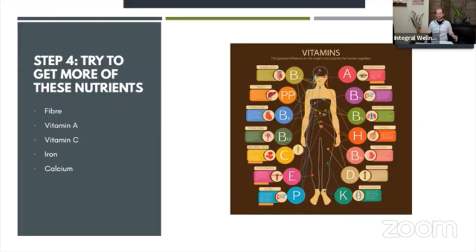Vitamin A, vitamin C, very important, especially vitamin D as well. So vitamin C and D go hand in hand. So you're going to need a little bit of both. Iron and calcium, really important for, again, bone health.